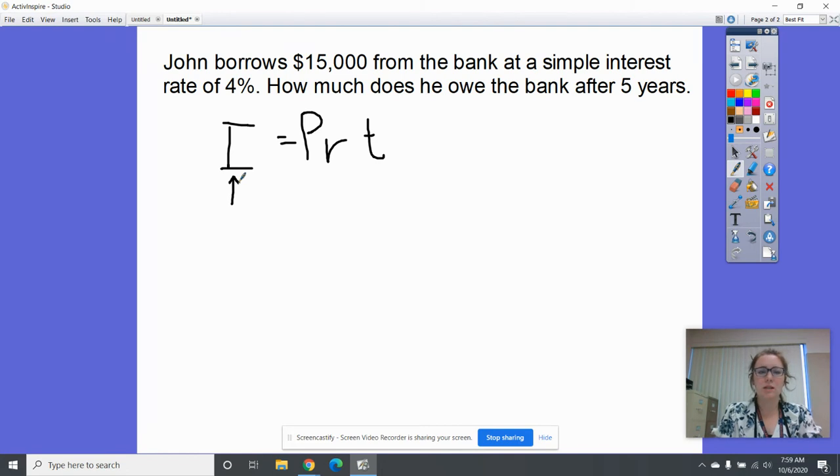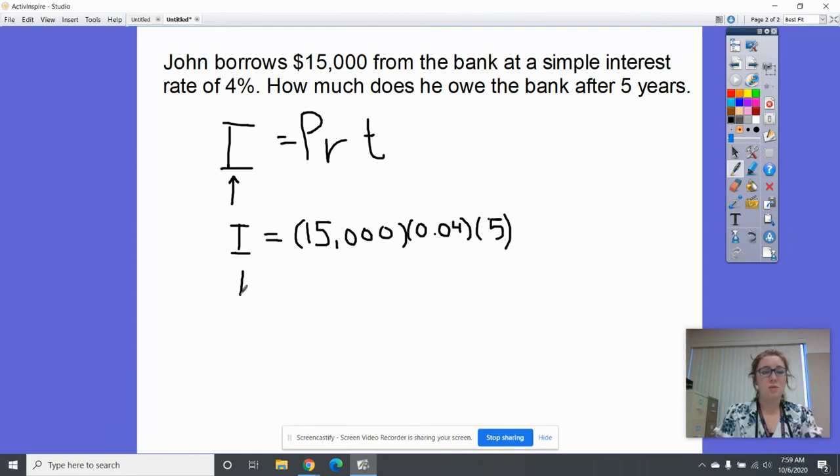Have they told us the simple interest? No, they haven't. That was easy. So I'm just going to leave it as I. Have they told us a principal amount? Yeah, they told us the amount that he borrowed was $15,000. Have they told us a rate? Yes, 4%. I'm going to change that into a decimal. And have they told us the amount of time in years? Yes, they have. It was 5 years. Now, this one's pretty great. You can just multiply all of this stuff together. So 15,000 times 0.04 times 5, and that is 3,000.